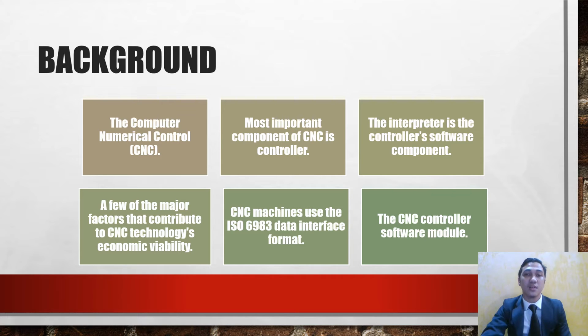Fourth, a few of the major factors that contribute to CNC technology: economy, reliability, fast production speed, product uniformity, lower component depreciation, reduced replacement part cost, less operator interference, and ease of convoluted form machining. The fifth point is, CNC machines use the ISO 6983 data interface format, also known as G-code. The sixth point is, the CNC controller software module, also known as an interpreter for the ISO 6983 data interface model, will be discussed in this study.